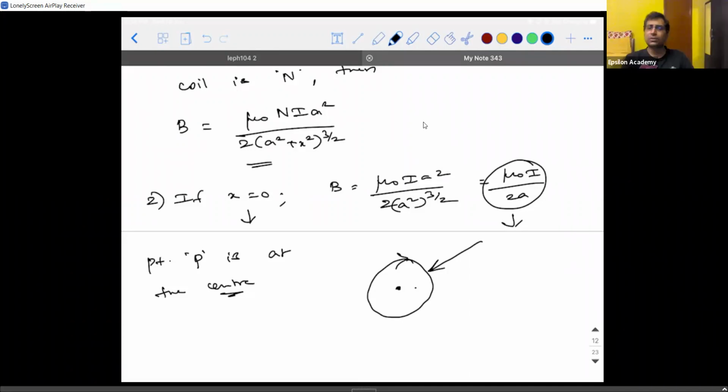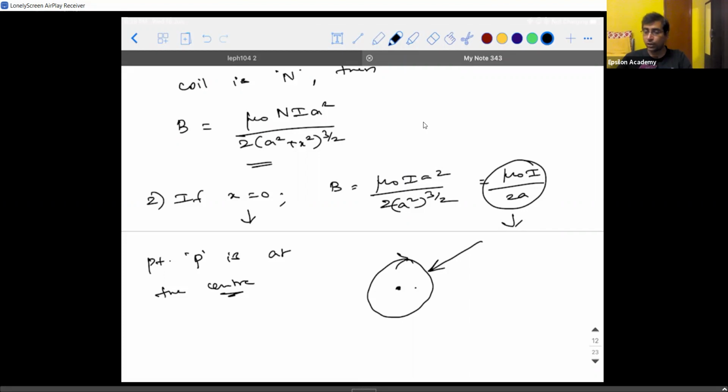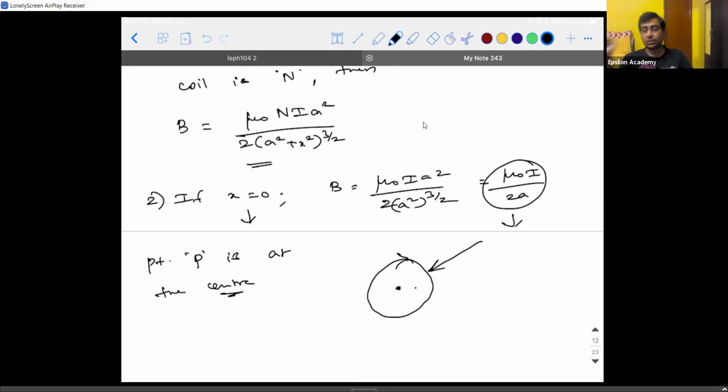There is some other expression which is similar to this. What is it? Mu naught I by 2 pi A. So mu naught I by 2 pi A is an expression for a straight conductor of infinite length. Whereas this expression is something similar, right? Why I'm trying to connect these two is that generally our mind thinks pi will come only for a circle, because the circumference of a circle is 2 pi r.